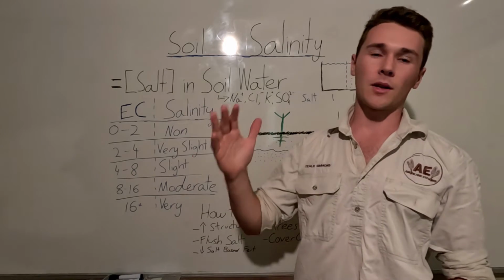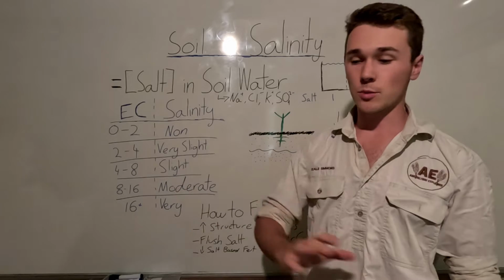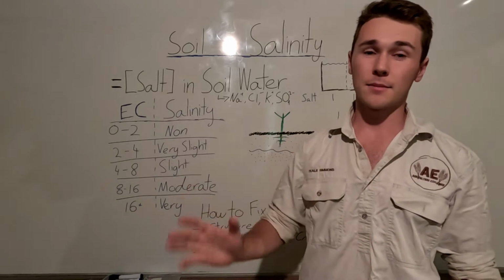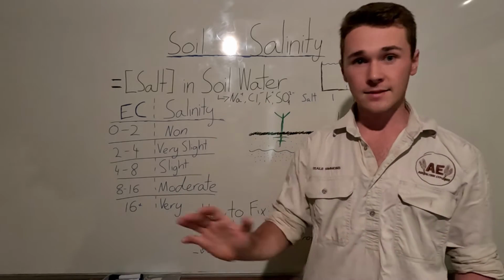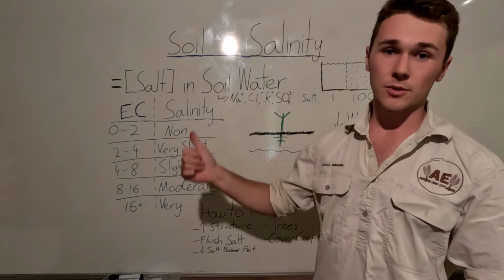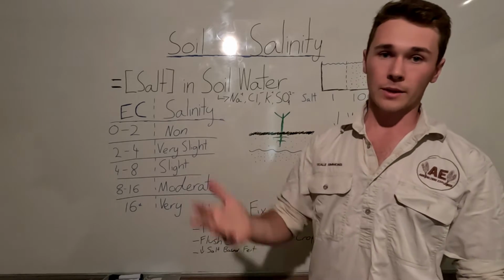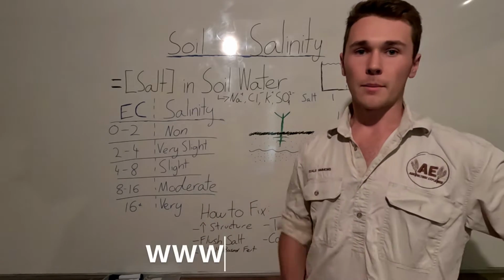It's estimated that by the year 2050, half of the world's agricultural land will be affected by some sort of salinity problems. Now that is massive, and that's exactly what we'll be talking about today. We'll be talking about soil salinity, the problems with that, why that's the problem, and what we can do to fix that.